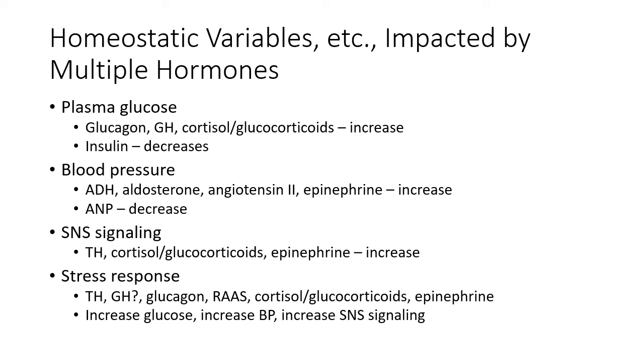ANP and BNP decrease blood pressure. The rest of the hormones that affect it all increase it. So you have ADH, aldosterone, angiotensin 2, and epinephrine that all work to increase the blood pressure.